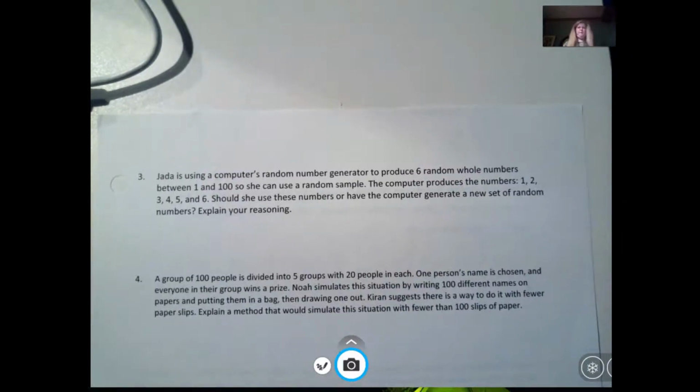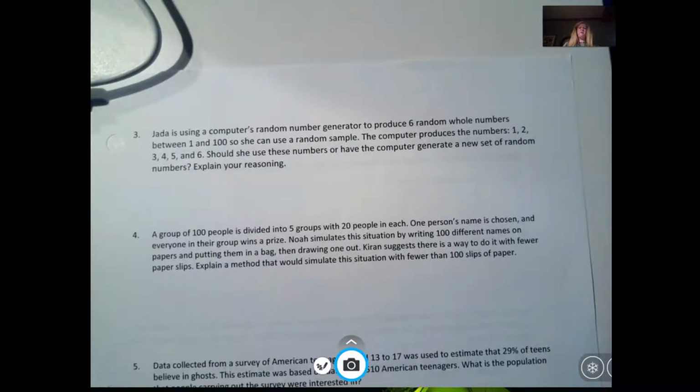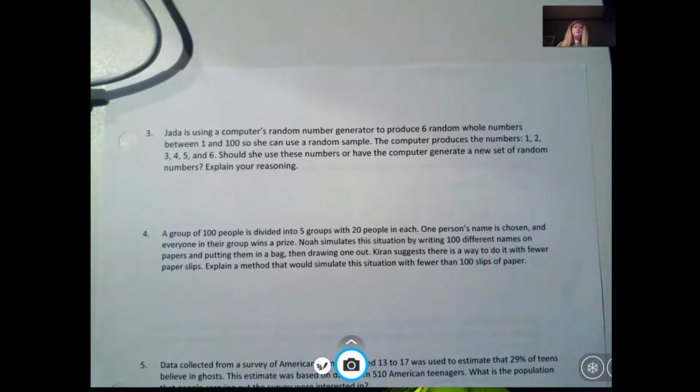Okay, moving on. Number 3, Jada's using a computer's random number generator to produce 6 random numbers between 1 and 100, so she can use a random sample. The computer produces the numbers 1, 2, 3, 4, 5, and 6. Should she use these numbers or have the computer generate a new set of random numbers? Explain your reasoning.